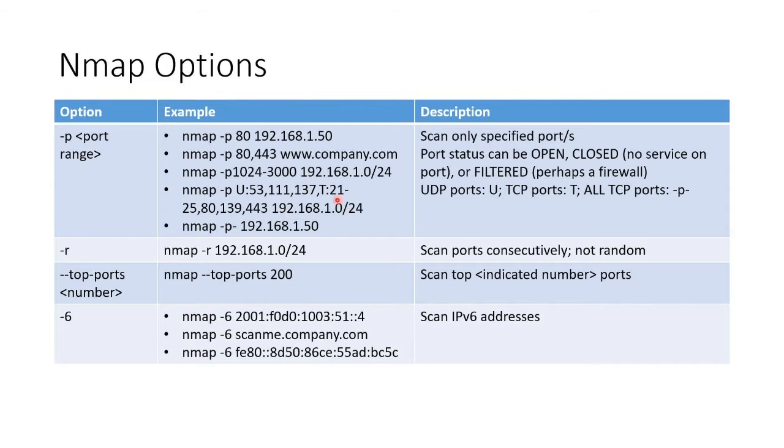Or if you want, you can just say -p-, which is a shorthand way of saying 1 dash, or well 0, but we don't use 0, 1-65535.